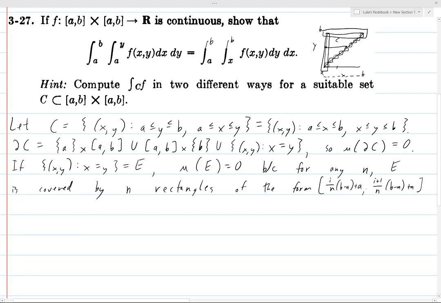There we go. When we plug in i equals 0, the left endpoint is a and the right endpoint is going to be 0 plus 1 over n, so that's b minus a over n plus a. So basically 1 over n times the total length of the interval, plus a. And then when you plug in i equals n minus 1, the right endpoint is going to be 1 times b minus a plus a. So the minus a and the plus a cancel, and you get b. So it's covered by n rectangles of this form.